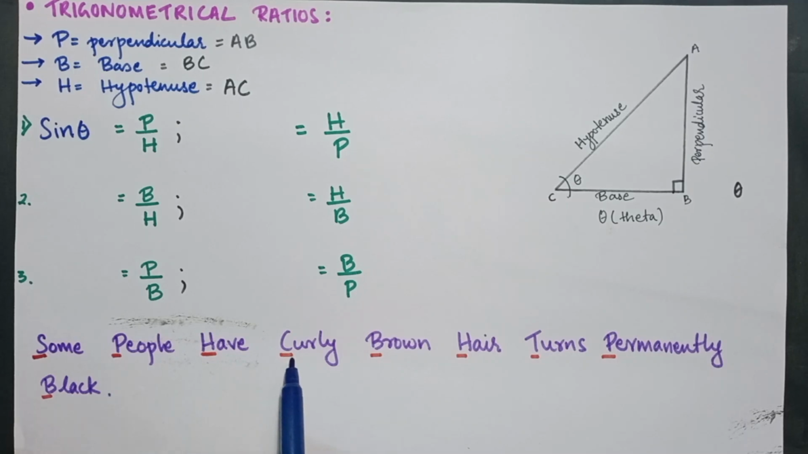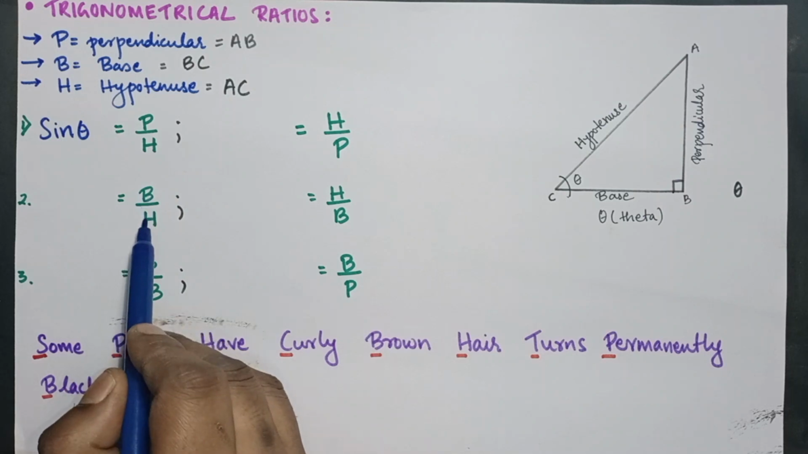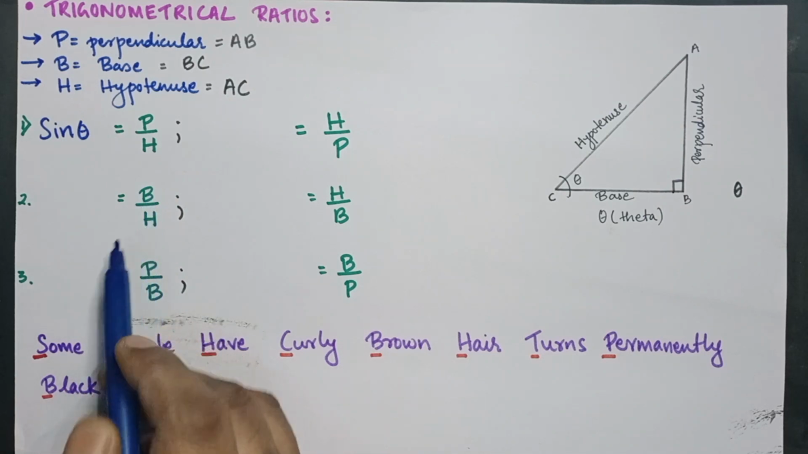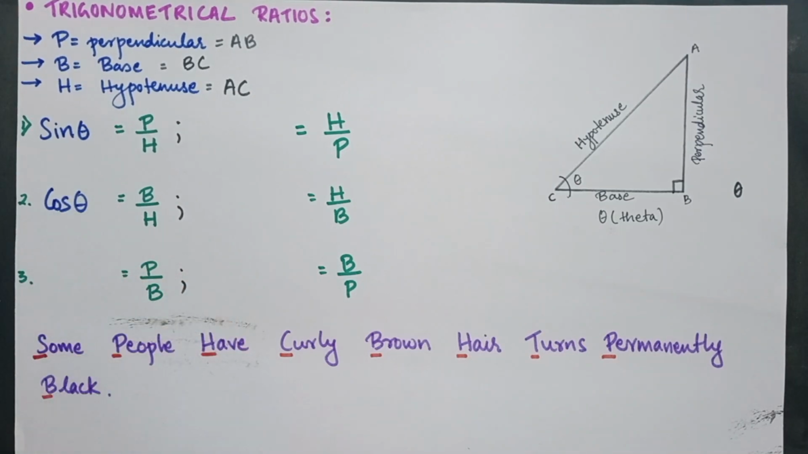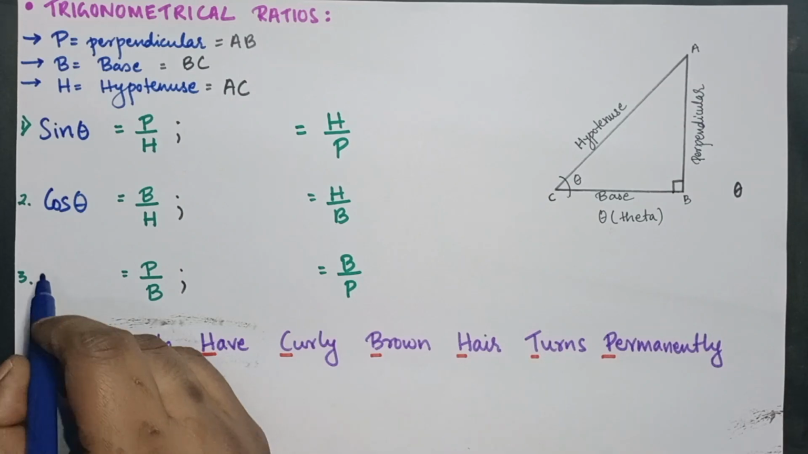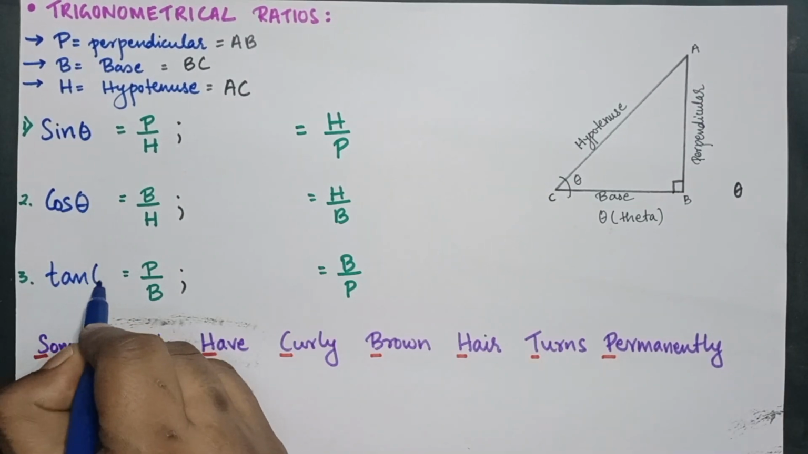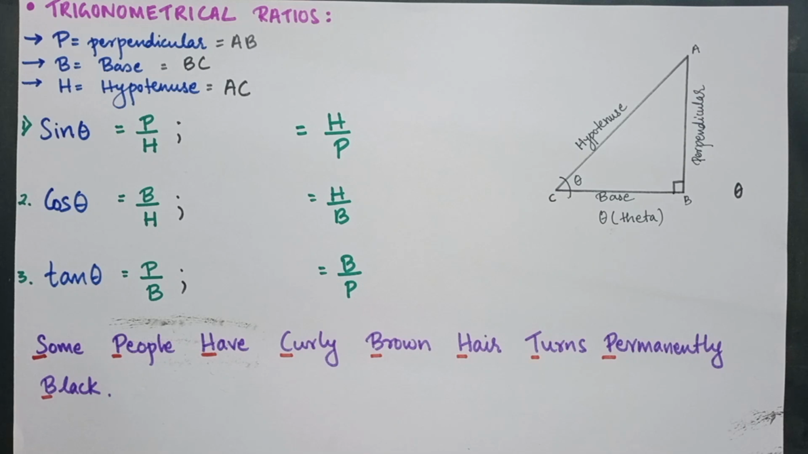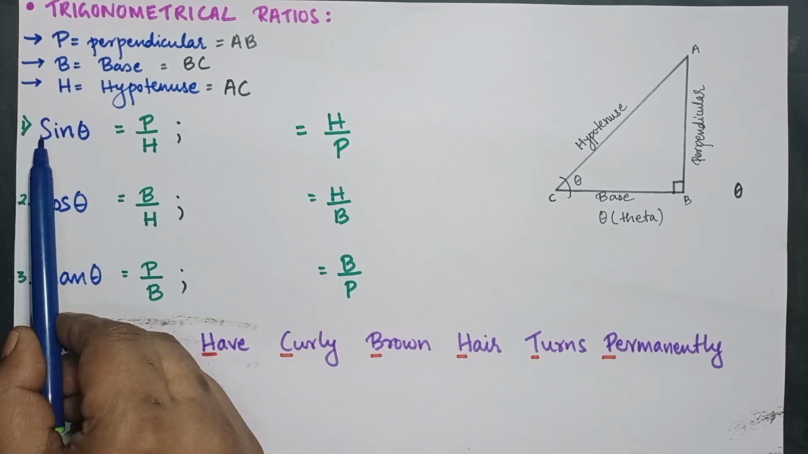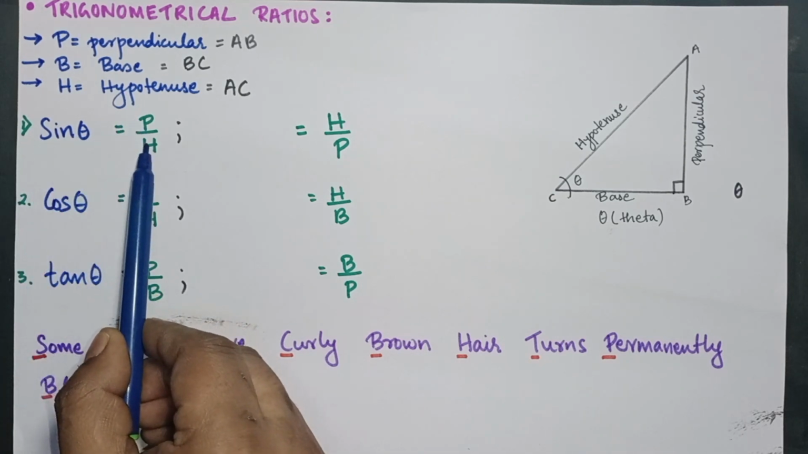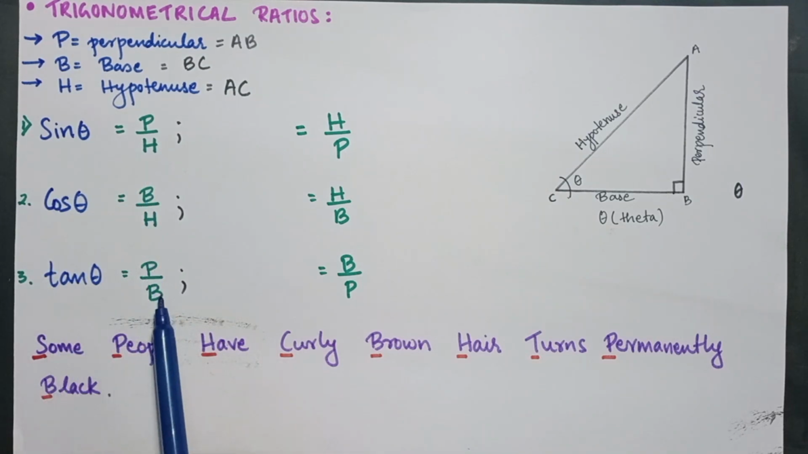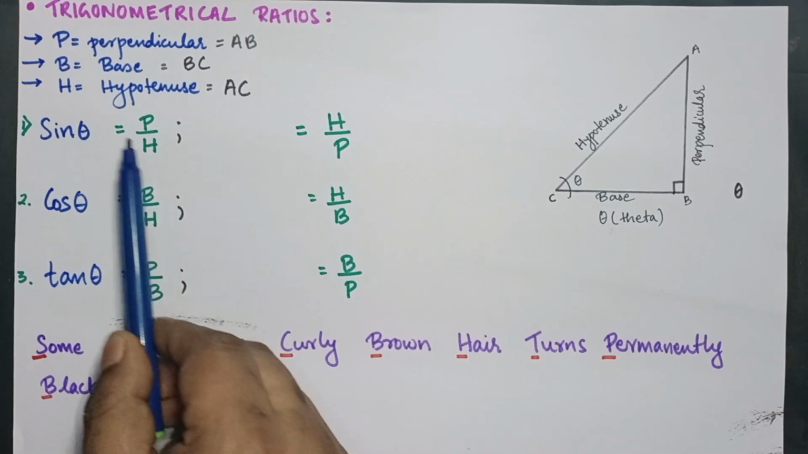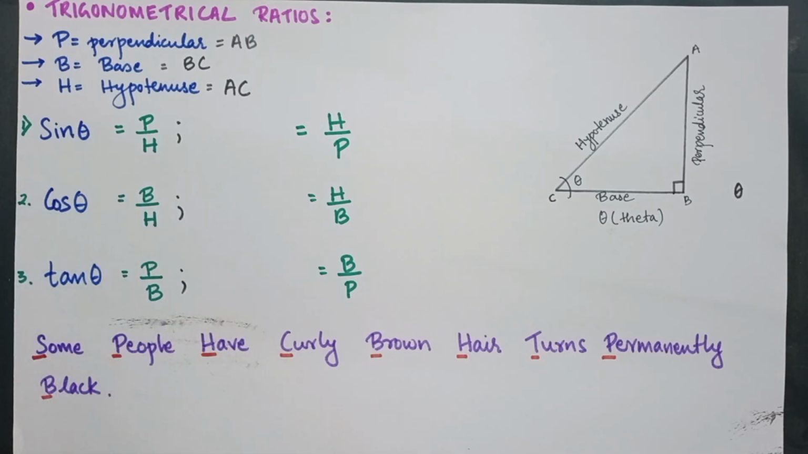Now next we have curly brown hair. Can you see BH, brown hair? That means this is cos theta. Now what do you have? Turns permanently black. So T means it will be your tan theta. Hope you are clear with this. Okay, so some people have curly brown hair turns permanently black. This is your mnemonic to remember the formula.